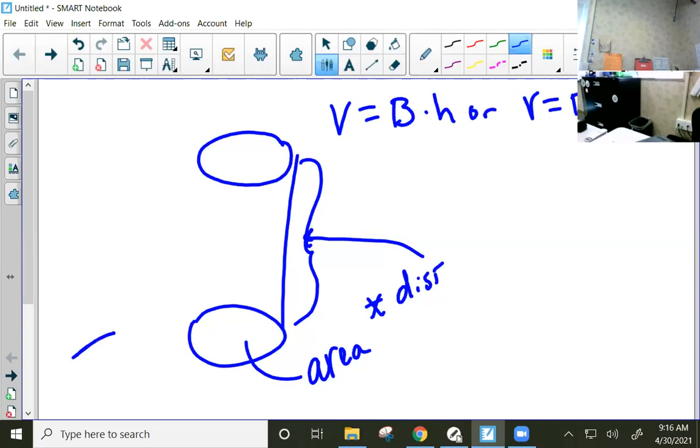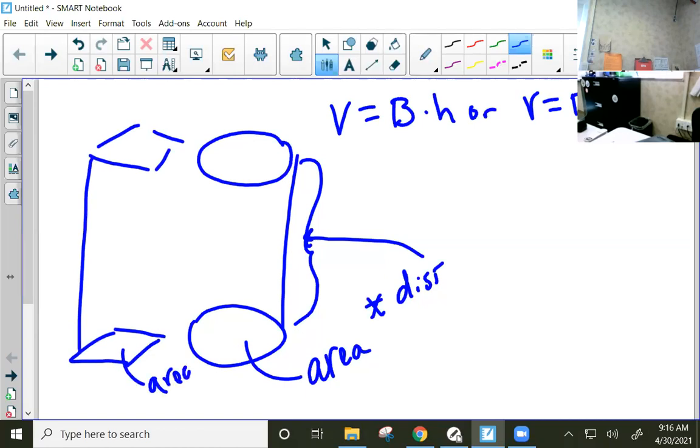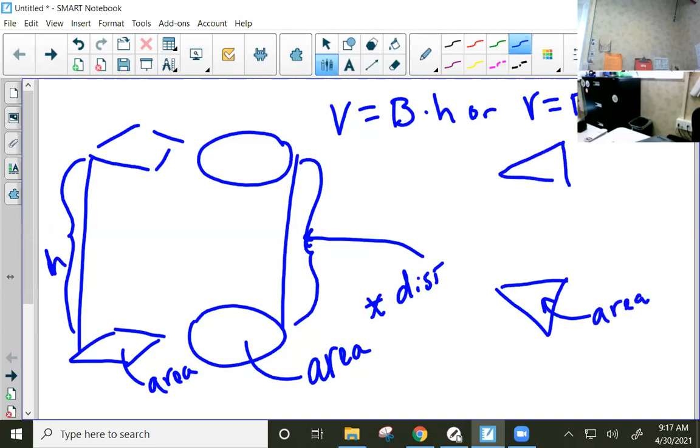If you had a rectangular prism, find that area and multiply by the height or length between the two rectangles. And now we're going to do triangular prisms, which means find the triangle area. And there'll be another triangle that's exactly like it. And just multiply by the distance between the two triangles. That's basically all we're doing.